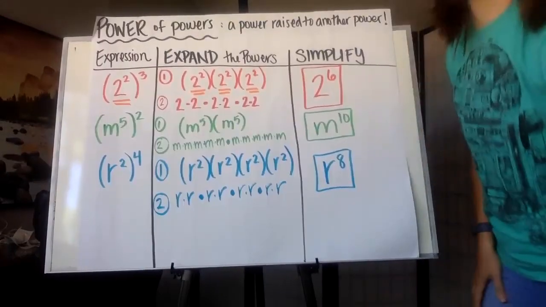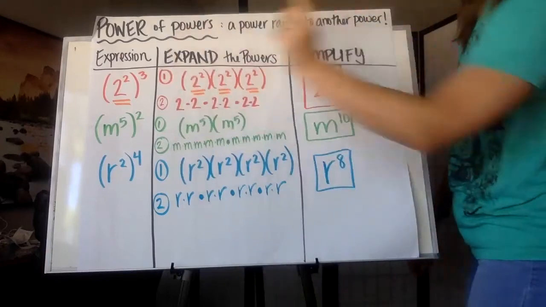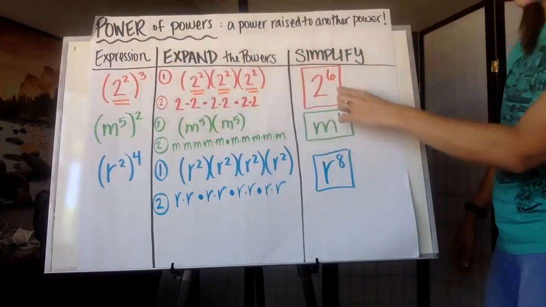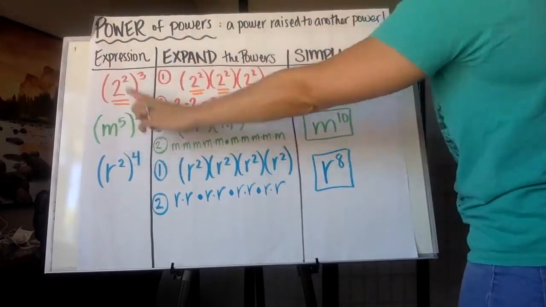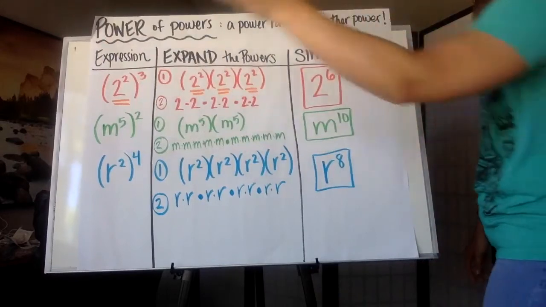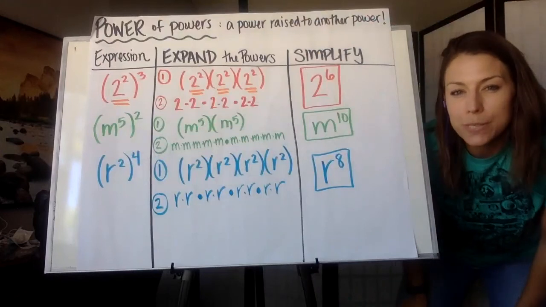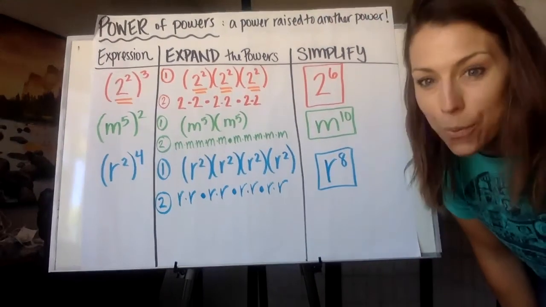All right, last question in our power of powers. Do you see a pattern here? We had 2 to the 2nd power raised to the 3rd power, and our answer was 2 to the 6th. We had m to the 5th power to the 2nd power, and our answer was m to the 10th. R to the 2nd to the 4th, our answer was r to the 8th. Do you see a pattern? If so, go ahead and enter it in now.